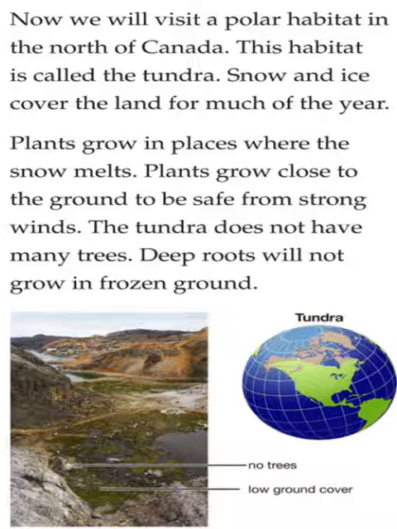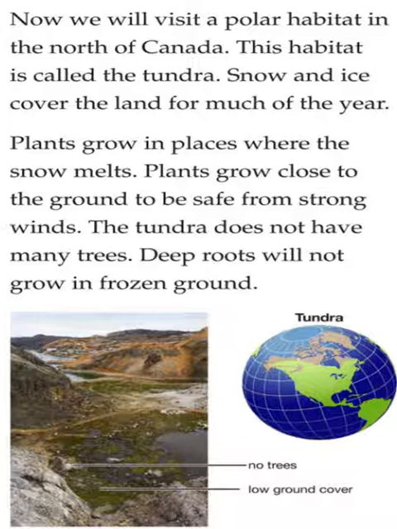Now we will visit a polar habitat in the north of Canada. This habitat is called the tundra. Snow and ice cover the land for much of the year. Plants grow in places where the snow melts.